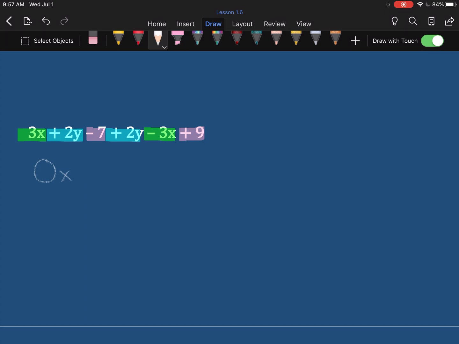In terms of y's, I have 2 at the beginning, and a little bit later I grab 2 more. So how many y's do I actually have? 4. Now, depending on when we're tackling this, if this is 7th grade, we can talk about that as being -7 and +9.